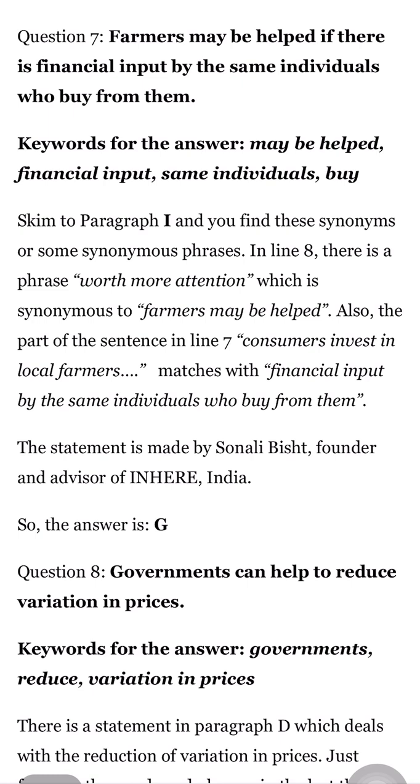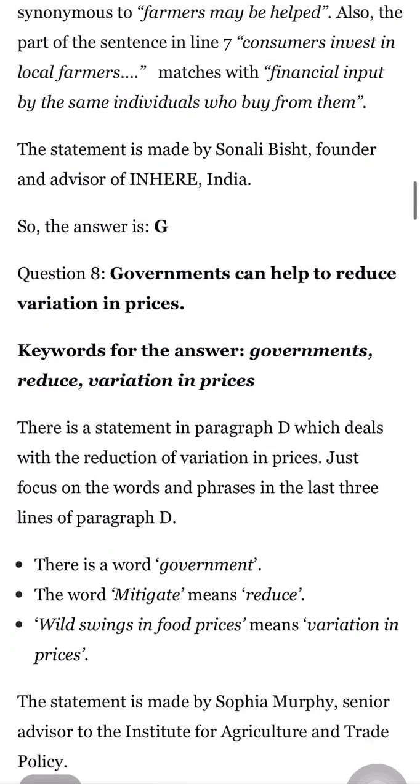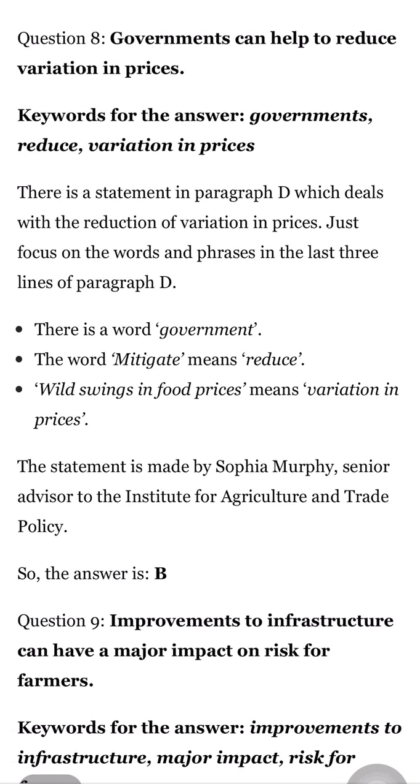Question 8. Governments can help to reduce variation in prices. Keywords for the answer: governments, reduce, variation in prices. There is a statement in paragraph D which deals with the reduction of variation in prices. Just focus on the words and phrases in the last 3 lines of paragraph D. There is a word government. The word mitigate means reduce. Wild swings in food prices means variation in prices. The statement is made by Sophia Murphy, Senior Advisor to the Institute for Agriculture and Trade Policy. So, the answer is B.